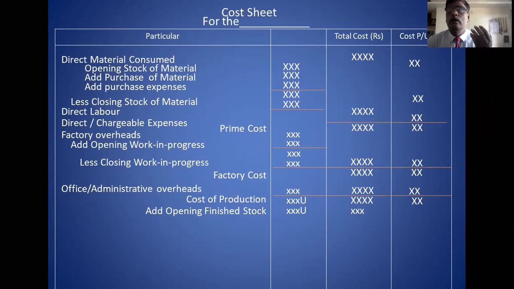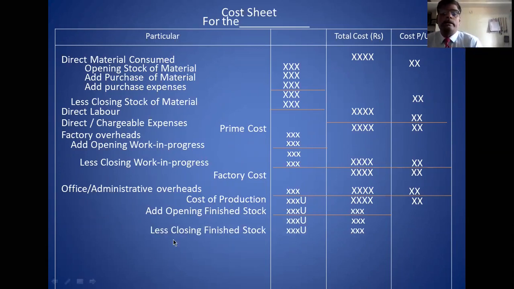You may get confused here, or make a mistake only here. Don't write the per unit amount in the per unit column. Then take the total. Then you deduct the closing finished stock. Write the units in the unit column, and the value in the total column.